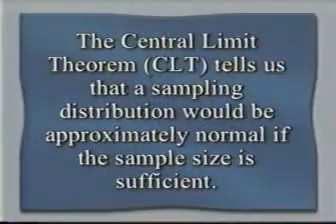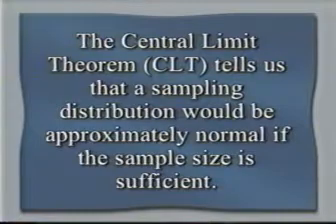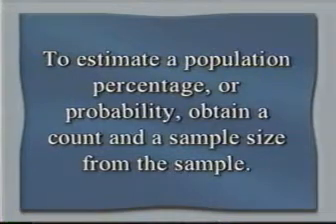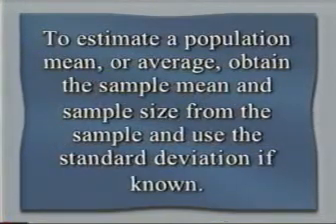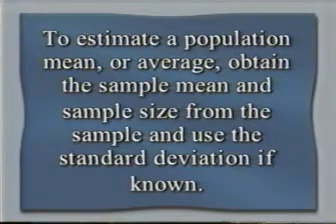The central limit theorem tells us that a sampling distribution would be approximately normal if we have sufficient sample size. We use this knowledge to interpret the sample result to gain information about the population, to make an estimate. If we are seeking to estimate a population percentage or probability, we obtain a count and the sample size from our sample. If we are seeking knowledge about a population mean, an average, we obtain a sample mean and the sample size from the sample and have the standard deviation from the population, if known.